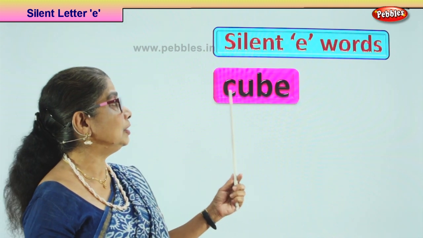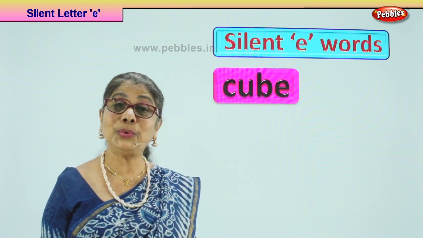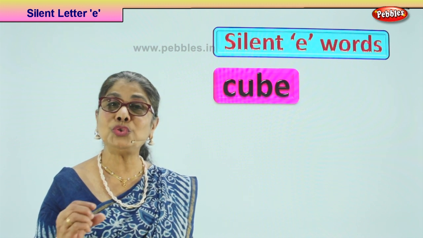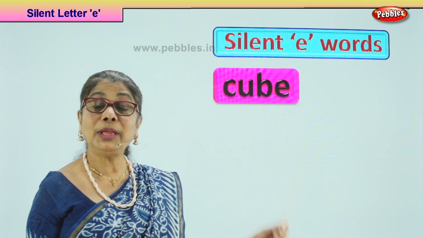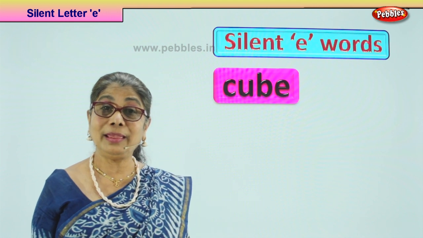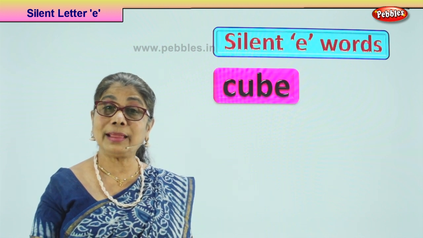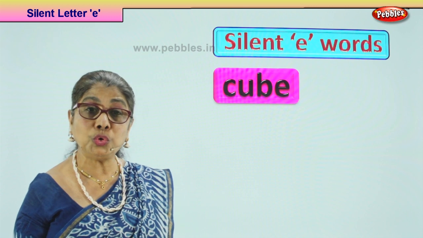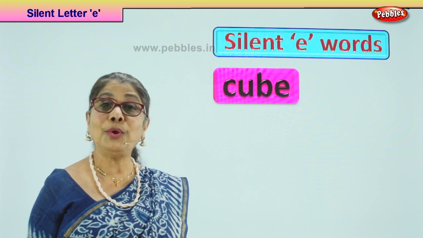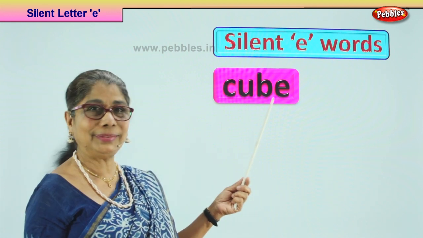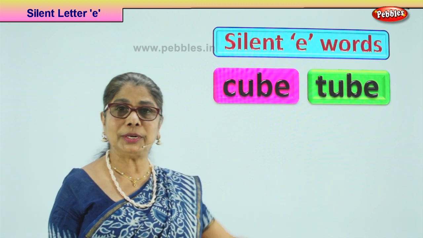And our first word is cube. You ask mommy, she'll give you ice cubes from the fridge. Cubes. Yes? Cube. Now, you have dice to play your carom board or your snake and ladder game, Ludo game, and you need cubes. On the cube, there'll be dots to count, to throw the dice, count and go, move forward or backward. Cube.